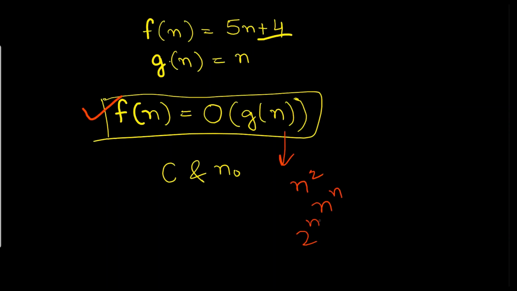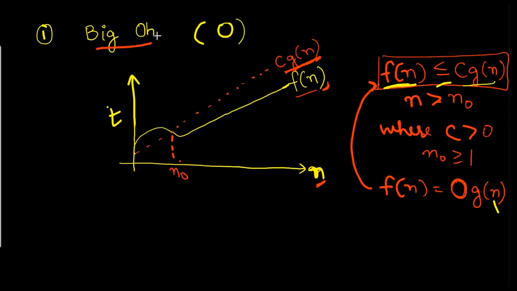That's why we always say order for efficient time complexity. So big O is such that when g(n) is upper bounding the f(n).